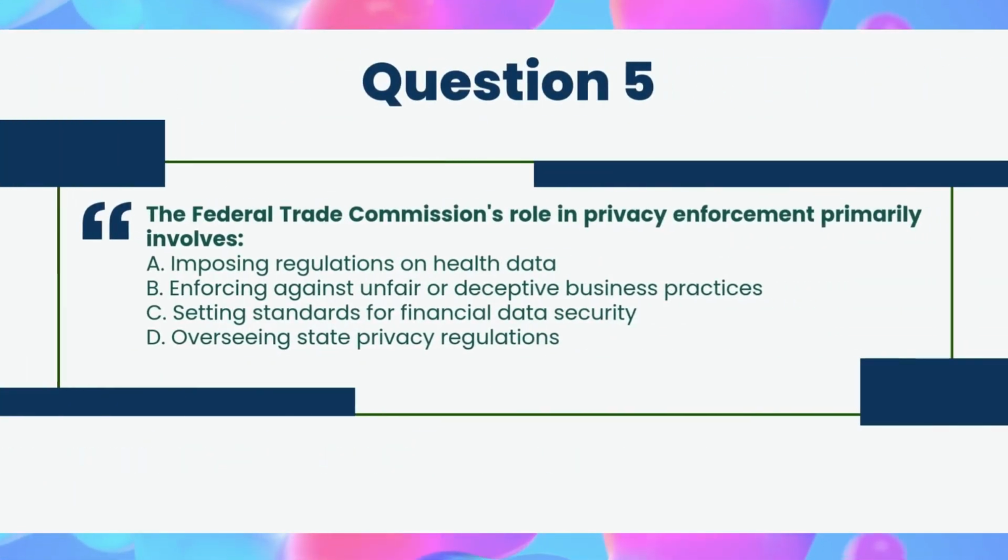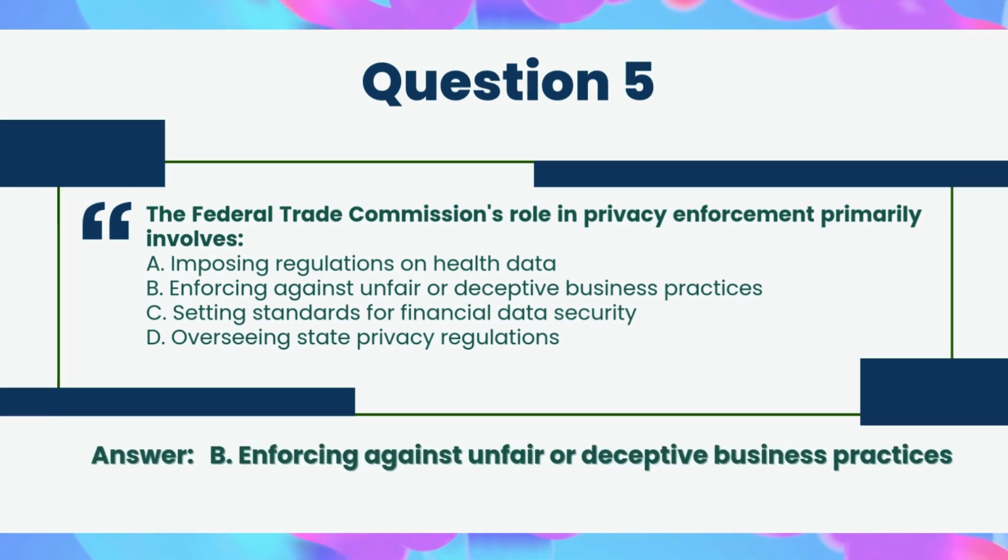Question 5. The Federal Trade Commission's role in privacy enforcement primarily involves A. Imposing regulations on health data. B. Enforcing against unfair or deceptive business practices. C. Setting standards for financial data security. D. Overseeing state privacy regulations. The answer is B. Enforcing against unfair or deceptive business practices. The FTC plays a key role in privacy enforcement by targeting unfair or deceptive business practices that affect consumer privacy.